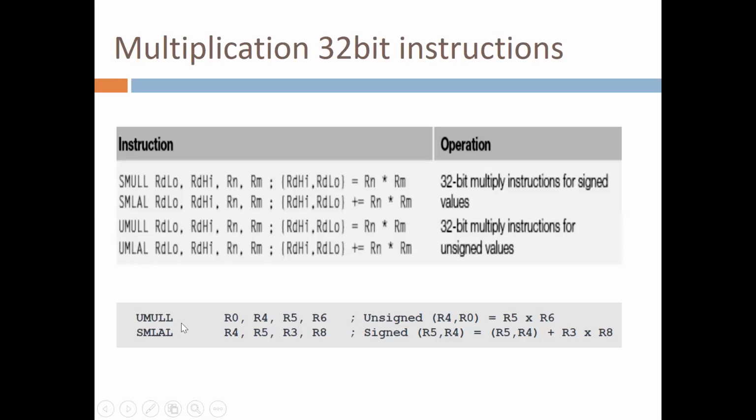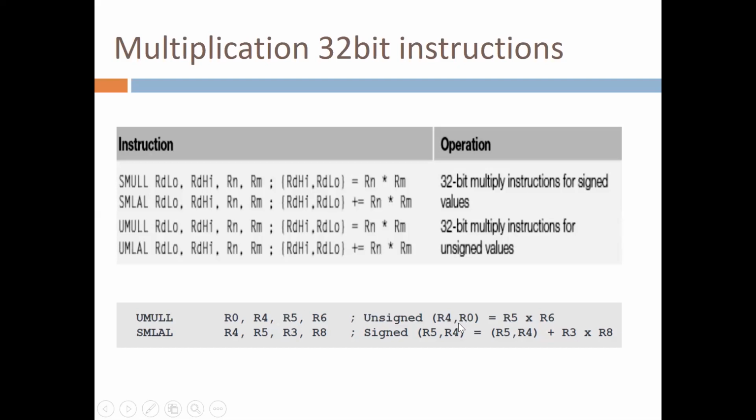Now let us see a simple example of each of these instructions. The first example is UMULL, that is unsigned long multiplication. There is no accumulate operation here, just multiplication. We have RdLo as R0, RdHi as R4, Rn as R5, and Rm as R6. The source registers here are R5 and R6. It will multiply the content of R5 and R6. The result of the multiplication will be 64-bit data, and that 64-bit data is stored in R0 and R4.